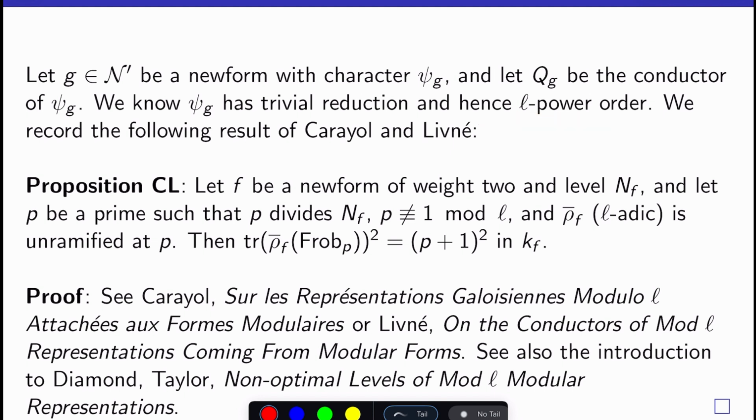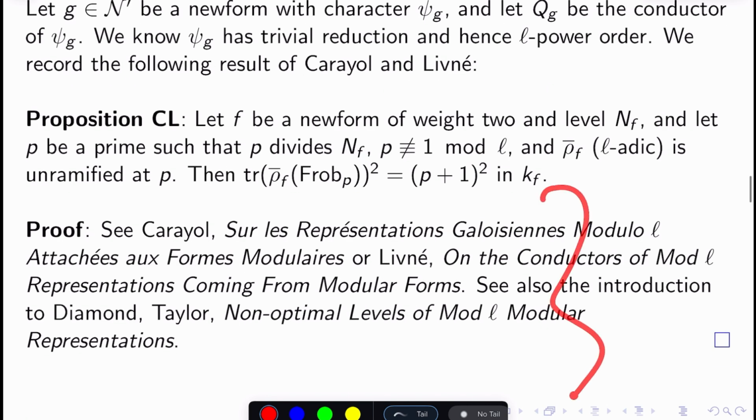We're now going to need the following result of Carayol and Livné. Proposition CL: let f be a newform of weight 2 and level n_f, and let p be a prime such that p divides n_f, the level of f. p isn't equal to 1 mod l, and ρ̄_f, the l-adic representation, is unramified at p. Then the trace of ρ_f of Frobenius at p, squared, is (p+1)^2 in K_f.